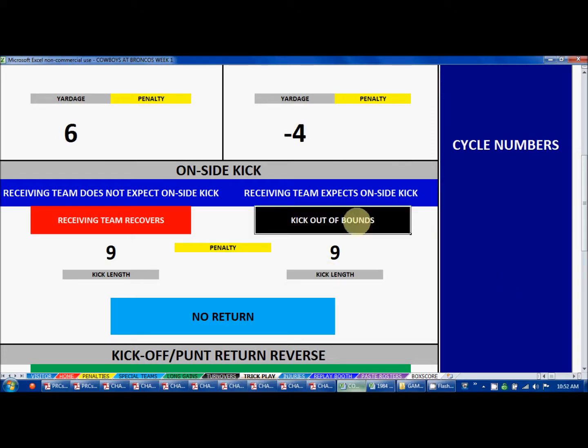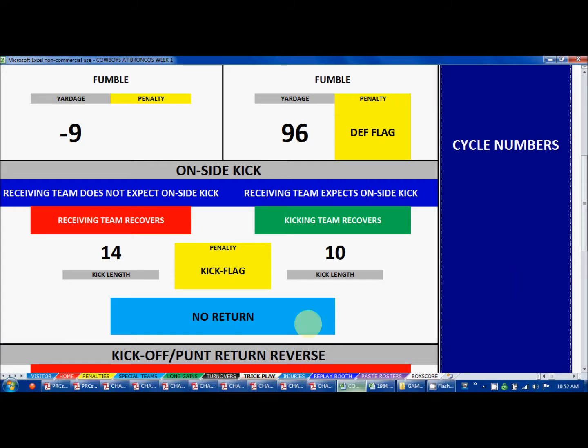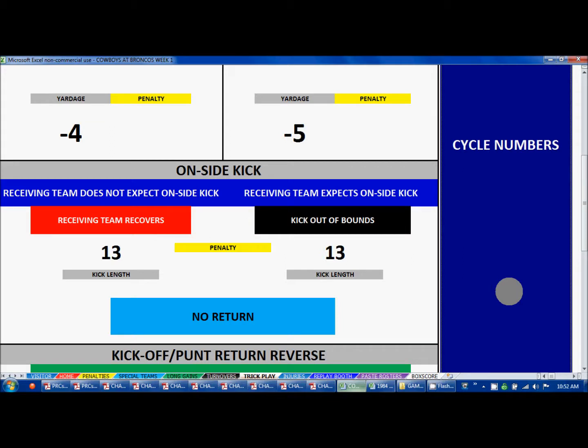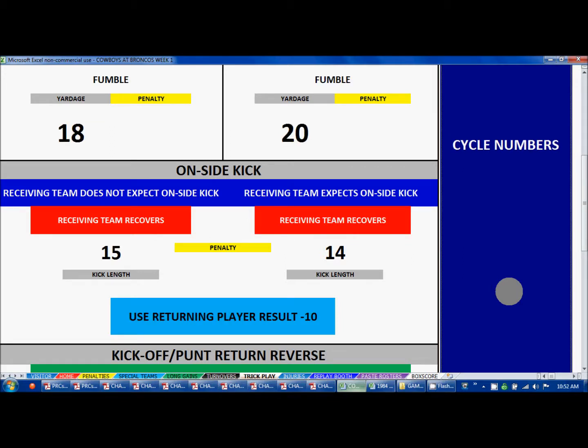If it goes out of bounds, that's obviously a penalty. And then this down here tells you if a return is possible. Every now and then someone takes an onside kickback for a touchdown, etc. And that tells you if a return is possible.